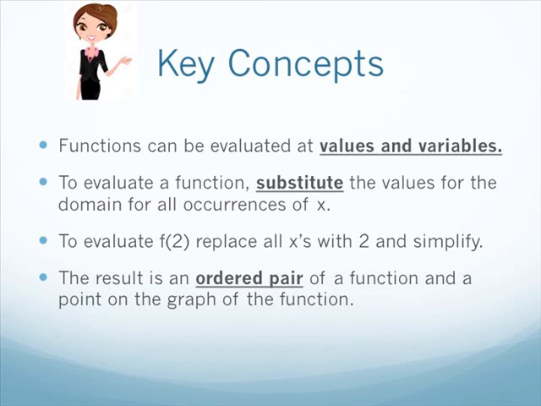Key concepts. Functions can be evaluated at values and variables. To evaluate a function, substitute the values from the domain for all occurrences of x. To evaluate f of 2, replace all x's with 2 and simplify. The result is an ordered pair of a function and a point on the graph of the function.